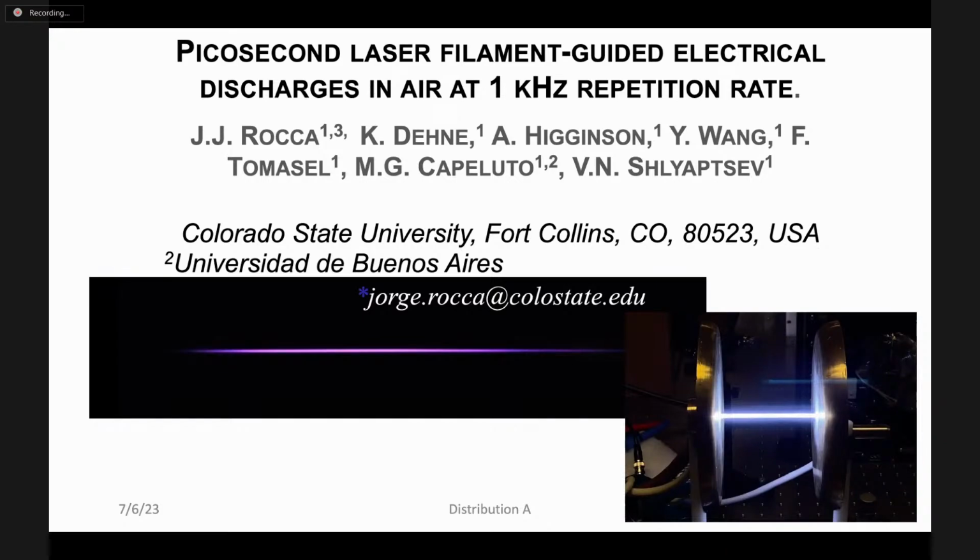In particular, I would like to thank Olga for the invitation to participate, and for a very interesting preceding talk. So today I'll be talking on guiding electrical discharges in air at a kilohertz repetition rate with a laser filament. This is work done at Colorado State University, and I'm listing here my colleagues contributing to this work.